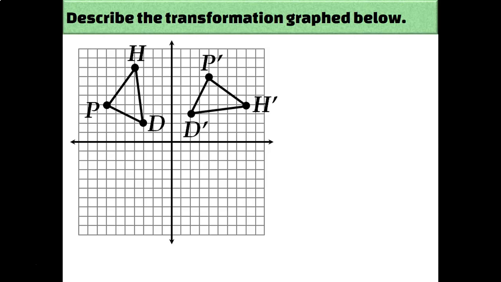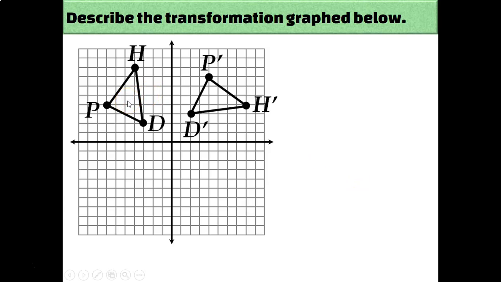The easiest way to tell how many degrees it went is by counting how many quadrants away it is. Each quadrant is worth 90 degrees, right? Because it's made by perpendicular lines, the axes are perpendicular, so each of those angles is 90 degrees, which means each quadrant is 90 degrees. So from our pre-image to the image, it went one quadrant away, so it must have gone 90 degrees.